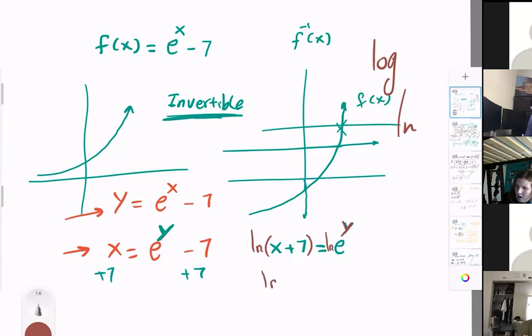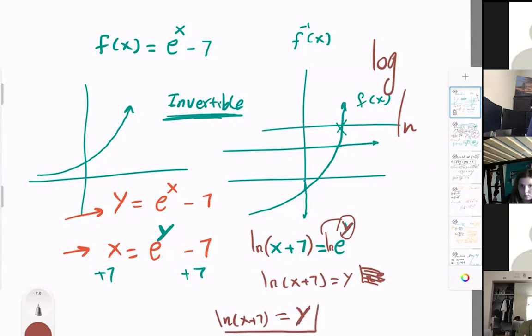So we have ln of x plus 7 equal to ln of e to power of y. This will come to the front as y ln of e. Ln of e is 1. So y will be ln of x plus 7. So you solve for y. Last step, you change this one. F inverse of x will be ln of x plus 7.